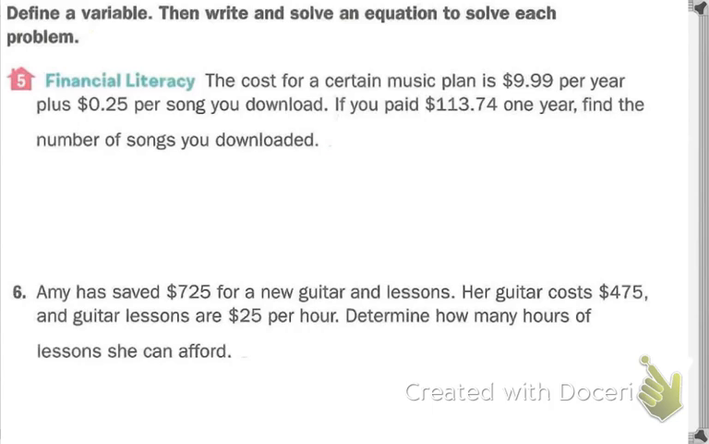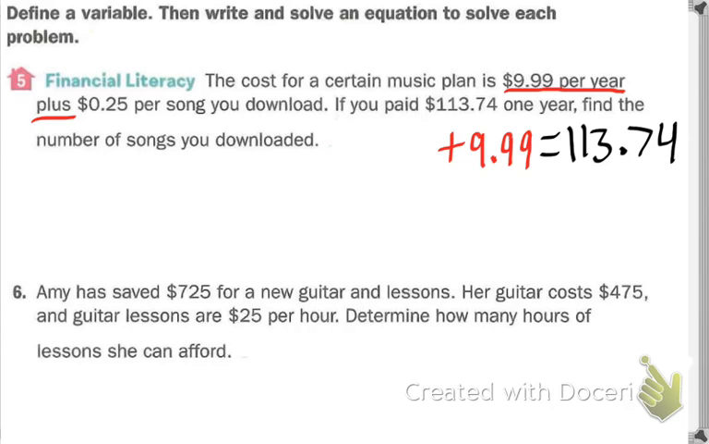Alright, so the question says the cost for a certain music plan is $9.99 per year, plus 25 cents per song you download. If you paid that much in a year, find the number of songs you downloaded. Meaning stuff happened, your grand total was equals 113.74. That's what it means. Now, that one-time fee of your music plan, $9.99 per year, that only happened once, and they even said plus, so they gave it away. But the $9.99 only happens once each year, so you are not going to multiply it by anything. You're just going to add it on.